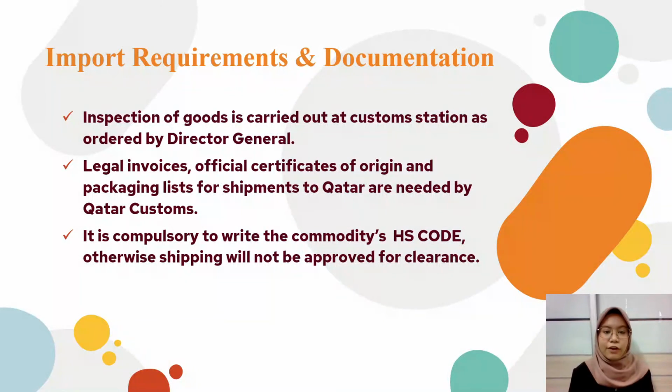Next, inspection of goods is carried out at the customs station as ordered by the Director General. Legal invoices, official certificates of origin, and packaging lists for shipments to Qatar are needed by Qatar Customs. Last but not least, it is also compulsory to write the commodity HS code, otherwise the shipping will not be approved for customs clearance.